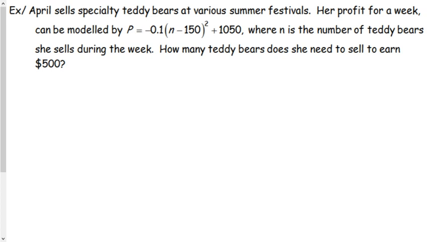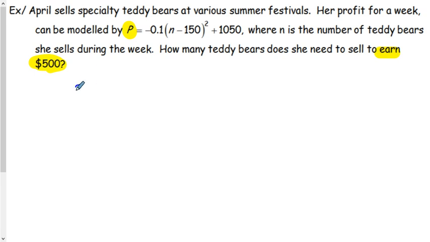Her profit for a week can be modeled by P equals negative 0.1 times n minus 150 squared plus 1050, where n is the number of teddy bears she sells during the week. How many teddy bears does she need to sell to earn 500 bucks? Okay. So as soon as we see earn 500 bucks, we know we're going to plug that in for our profit. And then our whole thing won't equal 0, so we'll have to move that over to the other side so the whole thing ends up equaling 0.